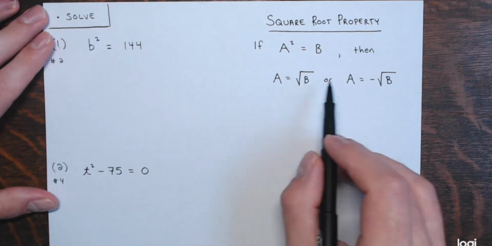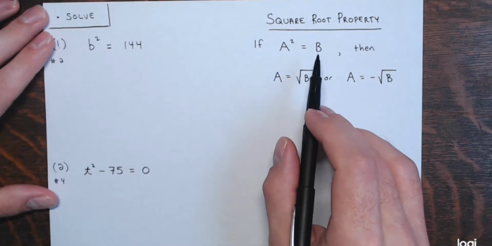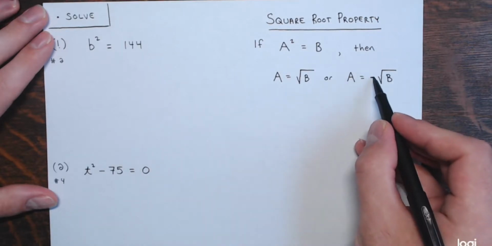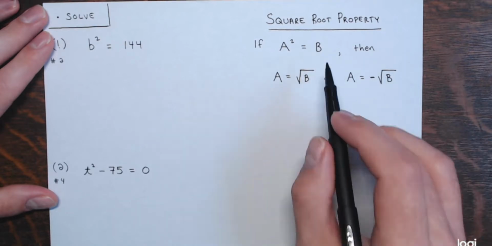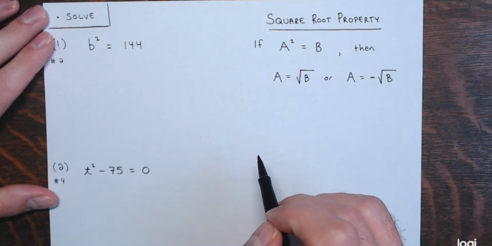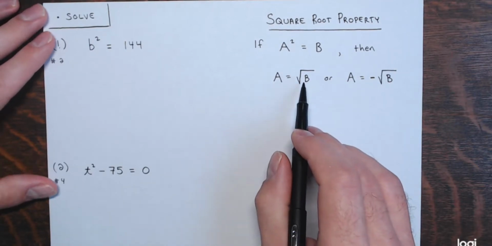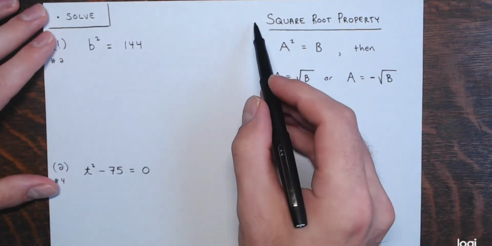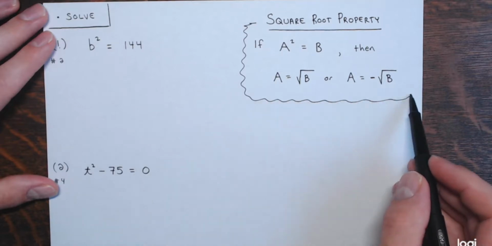Because either one of these, the principal square root of b or the positive square root of b, when you square it, gives you b. But also, the negative square root of b, when you square it, also gives you b. Remember, every number has two square roots, a non-negative one and a negative one. All right, so this is going to be applied for every single question in this video.